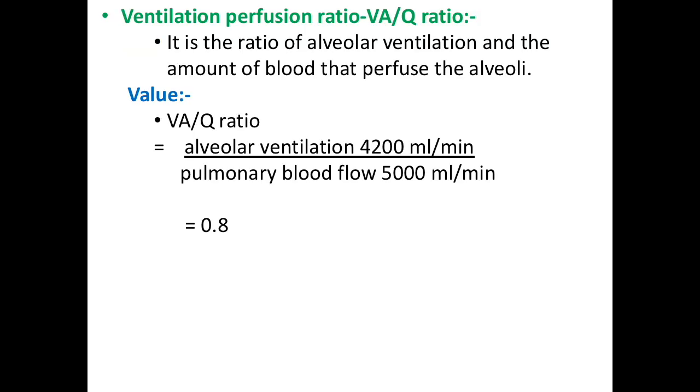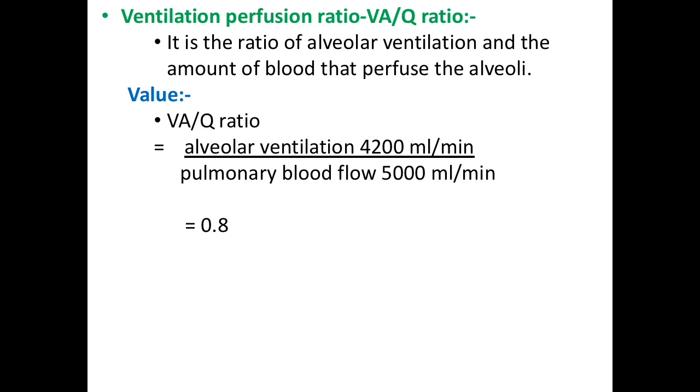Next is the ventilation perfusion ratio. It is the ratio of alveolar ventilation to the amount of blood that perfuses the alveoli, and this ratio decides how much exchange of gas there is. As for the value, we know alveolar ventilation is around 4.2 liter and pulmonary blood flow is 5 liter. So the value of the ventilation perfusion ratio is 0.8.